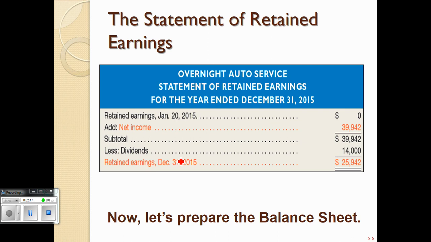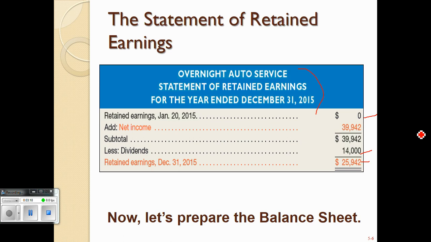Once again, notice the heading: name of the company, what it is, statement of retained earnings, and in this particular case for the year ended. Notice they started with zero retained earnings. They made $39,942 during the year, which gives them a subtotal of that $39,942. They subtracted the dividends of $14,000, which gives them retained earnings of $25,942.